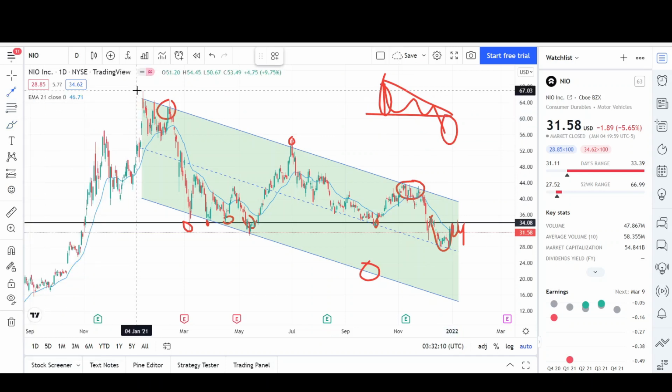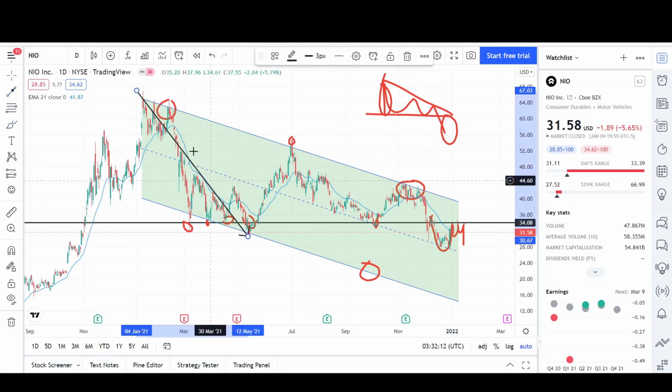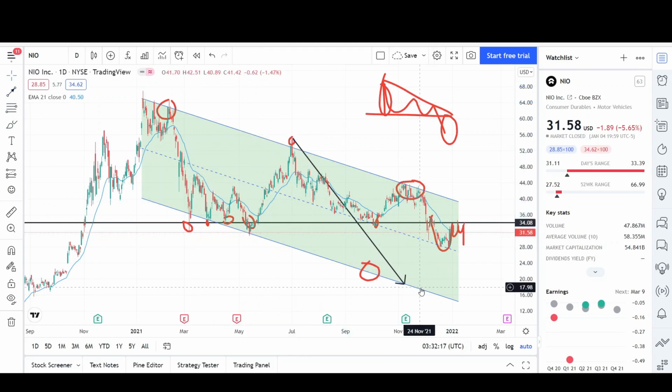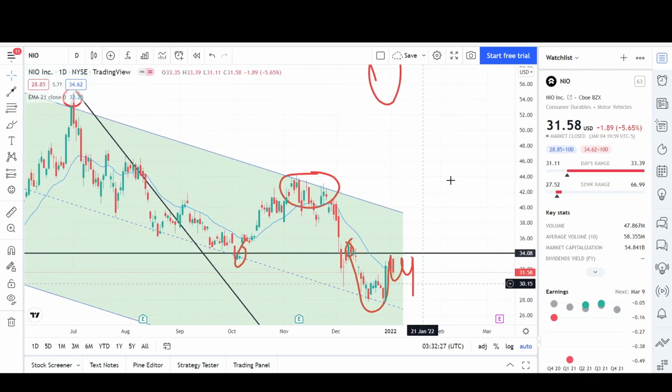You can see that if I do the first leg right here and if I just drag this down, my target currently with the price action that I see on the chart for NIO is right around the $18 or $19 level. So there's a strong possibility NIO can get there.